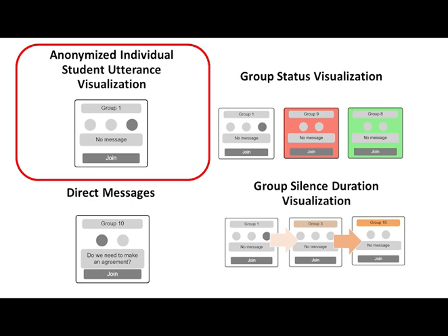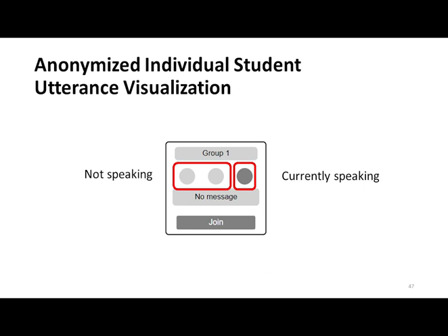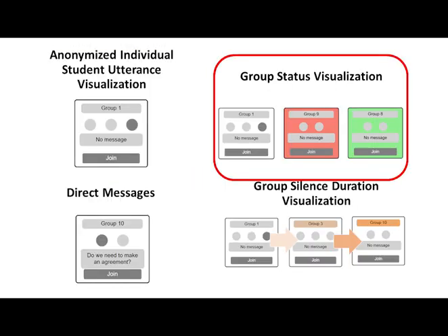Anonymized individual student utterance visualization. Groupnamics presents the instructor with anonymized information of each student represented as a circle. A dark circle corresponds to an individual that is speaking, and a light circle corresponds to an individual that is not speaking.